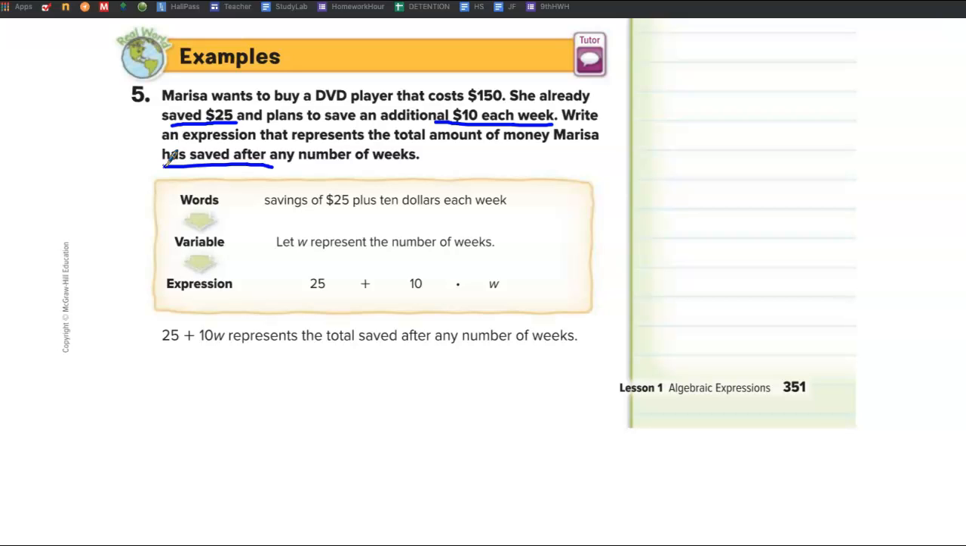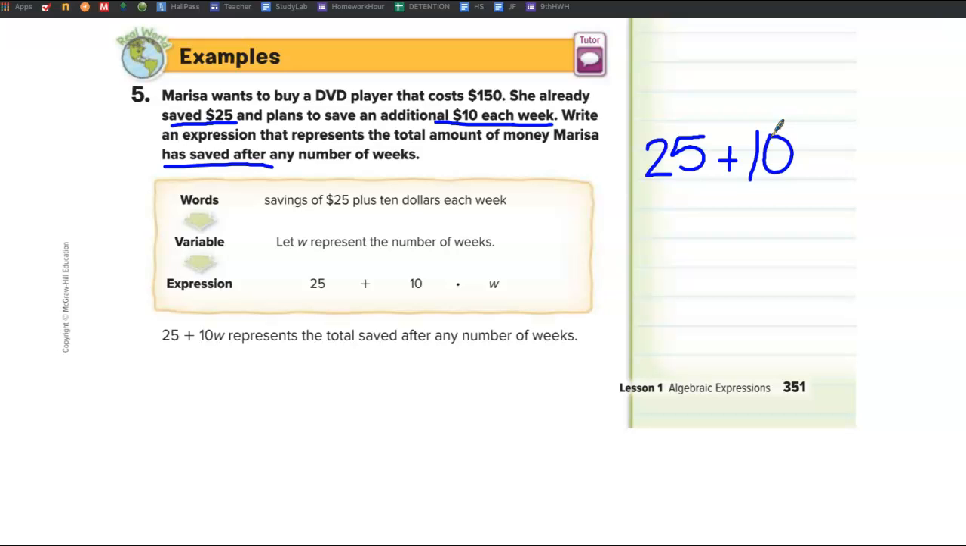Okay. So starting with, how much does she already have saved in her account? 25. Additional means what? Plus. How much does she save each week? 10. Okay, so if she saves $10 the first week, she'd save another $10 the next week, and then $10 the next week. Plus 10. So we don't know how many weeks she's going to save, so what do we use?